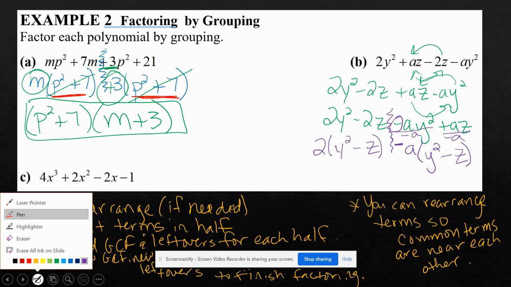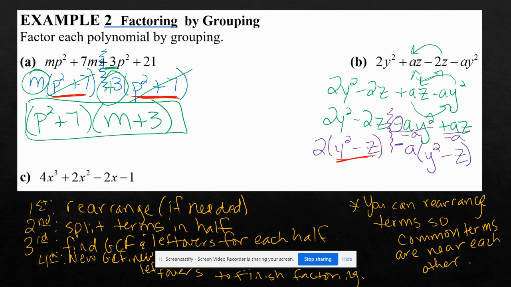Well, this is exactly what we wanted to have happen because look, we now have a new common factor. Both sides have y squared minus z. So y squared minus z is my new common factor. And 2 minus a is left. Let's see.